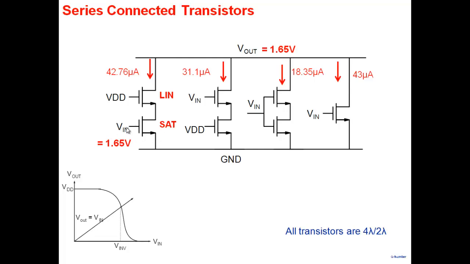It has 1.65, this also has 1.65, both are in saturation region. And so the current here is very close to the current here. The current in this case is half of the current here. The next case is interesting.